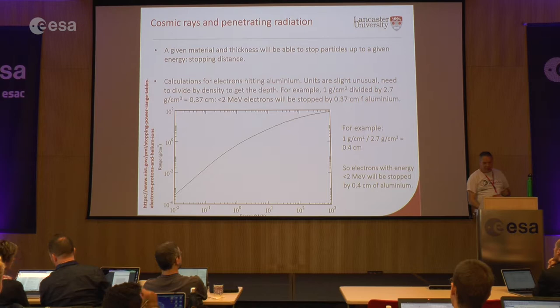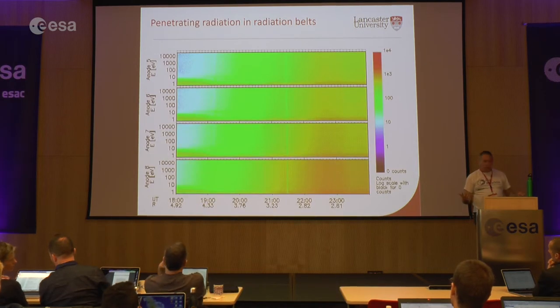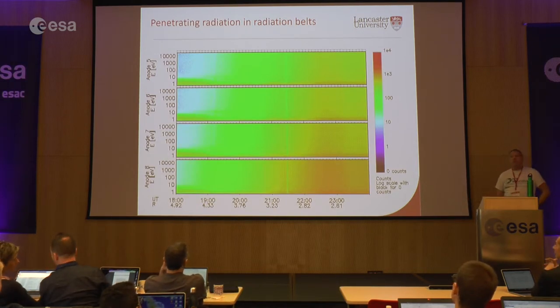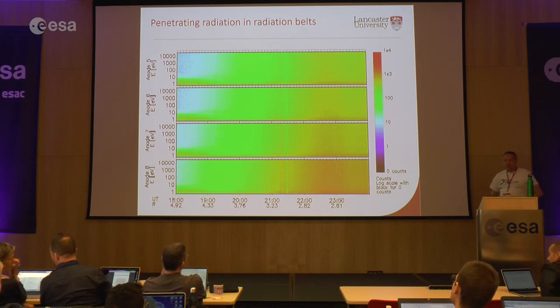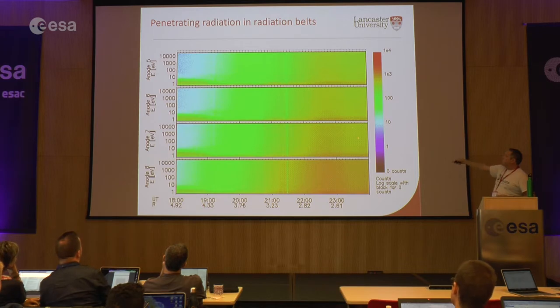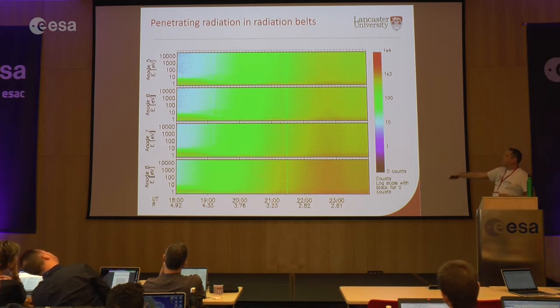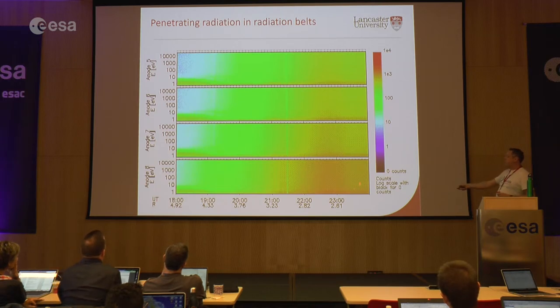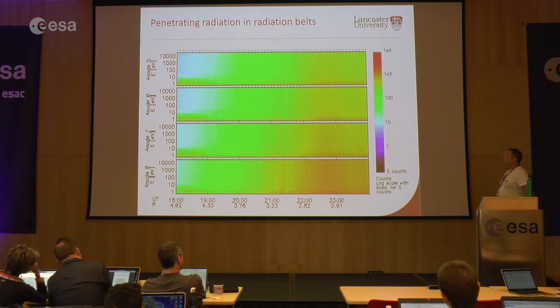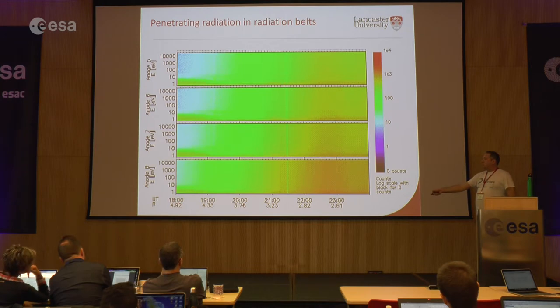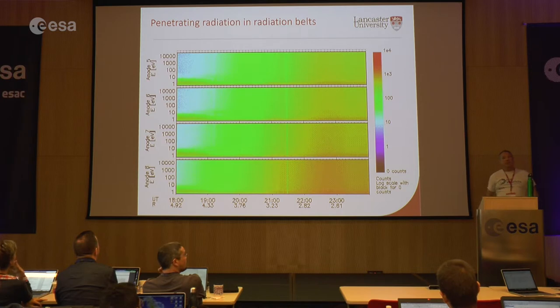And to show you an example of that, this is some more Cassini data showing penetration radiation in Saturn's radiation belts. These are several different pixels from Cassini, looking in slightly different directions, as a function of time. The color scale shows you the number of counts recorded. The spacecraft is moving from the edge of the radiation belt through to the most intense part of the radiation belt.